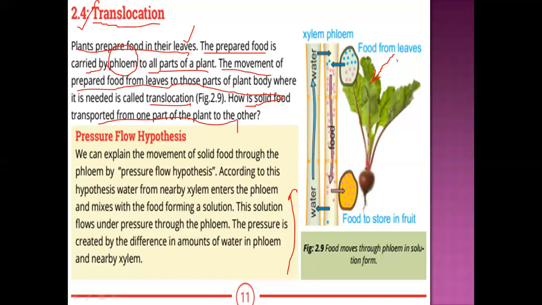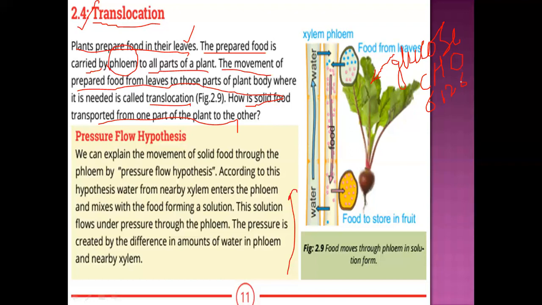What is that food? That is called what? Yes, can you guess the name? Glucose. Yes, that is glucose. And glucose has a formula, just recall it: C6H12O6. This is the formula of glucose.